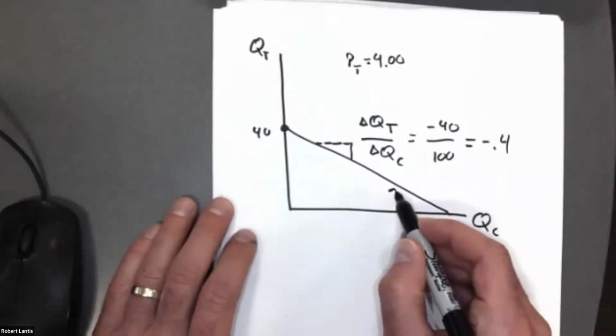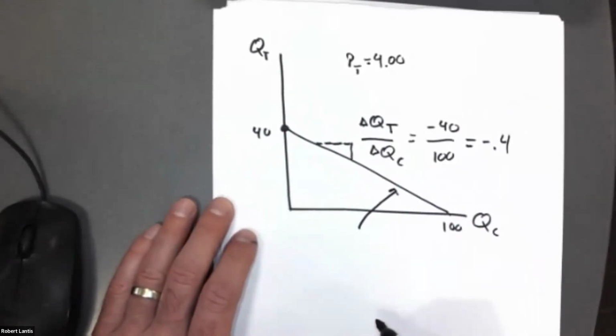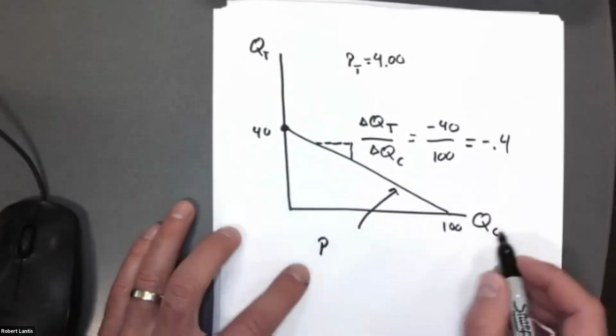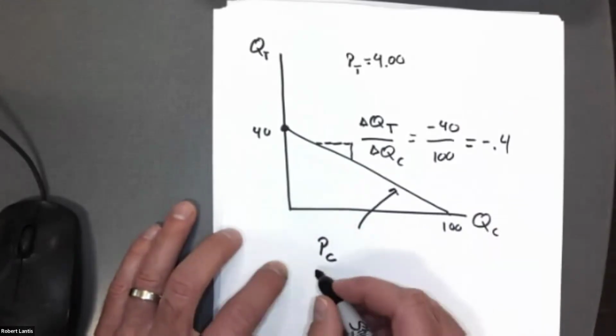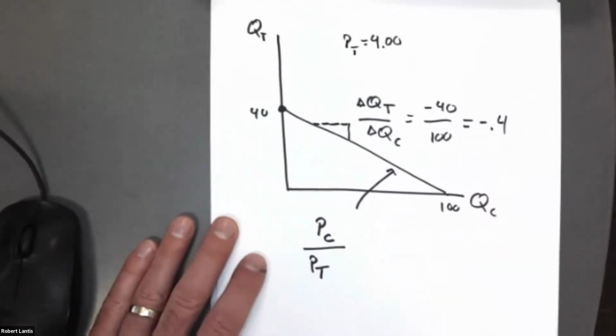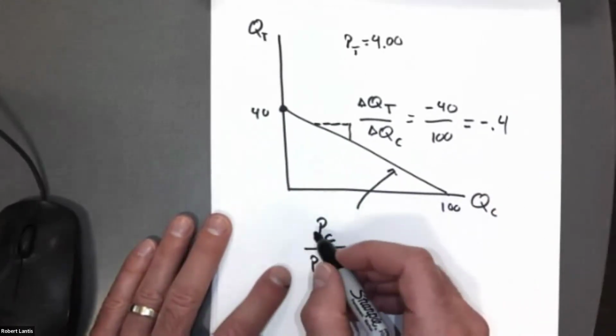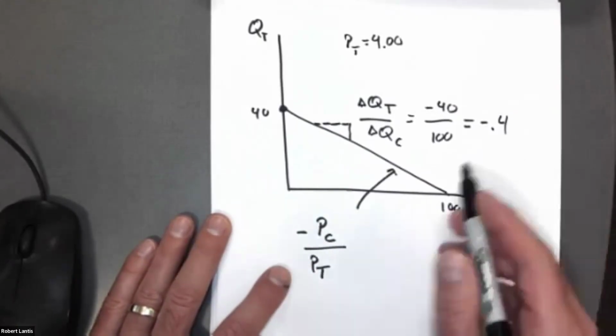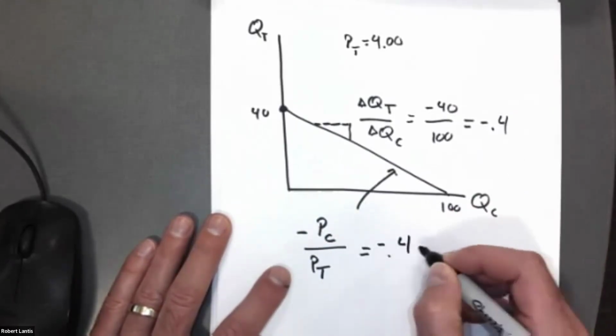What do we know the slope of this constraint is also equal to? The relative price of the x good over the price of my y good. So we know that this slope, and sorry, I forgot my negative sign, will be equal to negative 0.4.